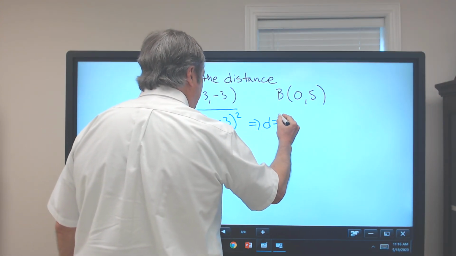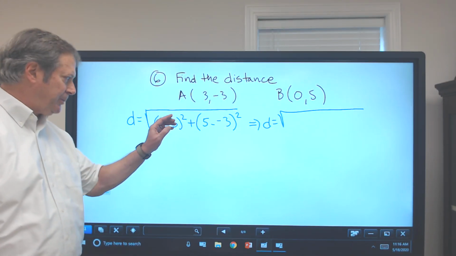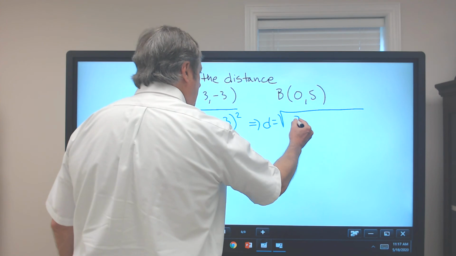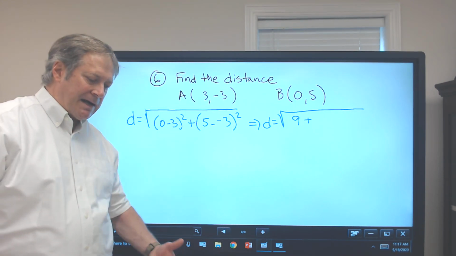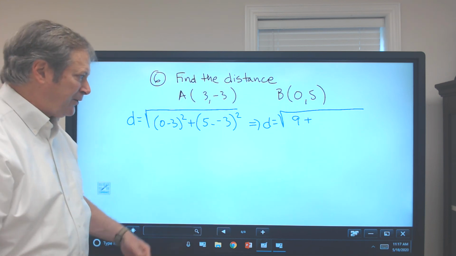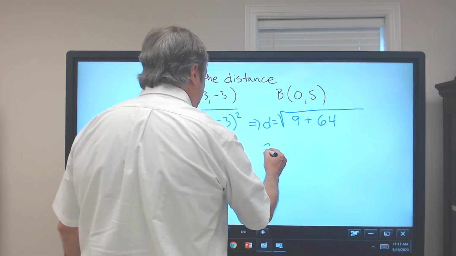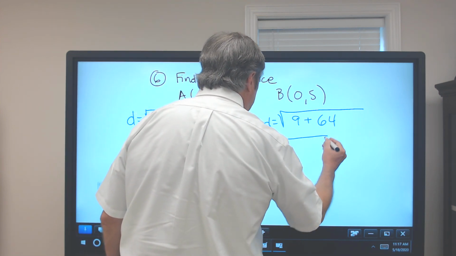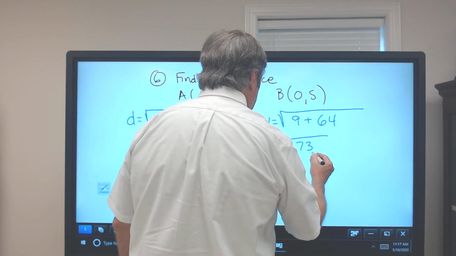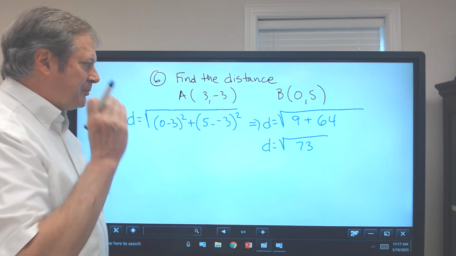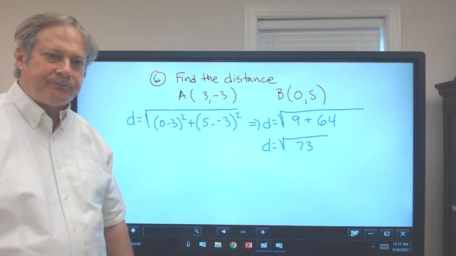So we have that the distance is the square root of, all right, 0 minus 3 is negative 3, but negative 3 squared is positive 9, plus 5 minus a negative 3 would be like 5 plus 3. That would be 8. 8 squared is 64. So the distance then would be the square root of 9 plus 64, which is 73. And that cannot be broken down any further, so that would be your answer.